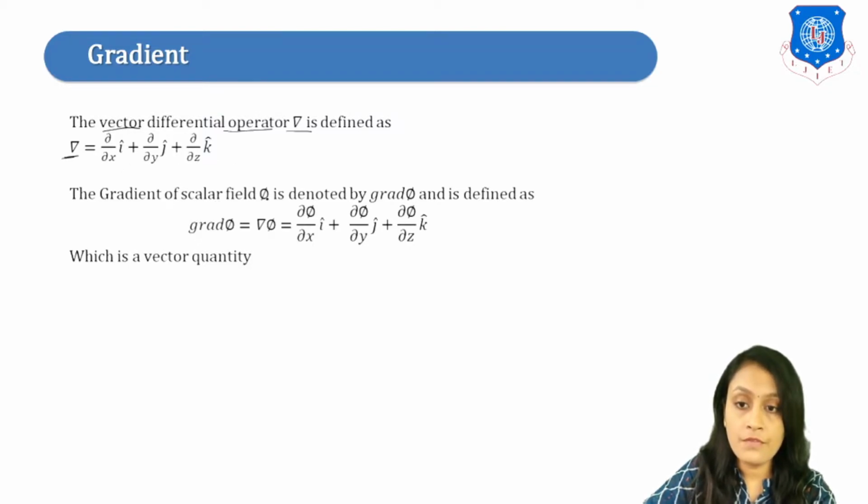Now, the gradient of a scalar field phi is denoted by grad phi, and we can also denote it as del phi. It is defined as grad phi equals del phi by del x i plus del phi by del y j plus del phi by del z k. We have this del operator, and we are multiplying it with a scalar field phi. So just multiply phi over here, and you will get grad phi as del phi by del x i plus del phi by del y j plus del phi by del z k. This is a vector quantity. This is the formula to find gradient, so you have to remember this formula, and the answer will be a vector quantity.